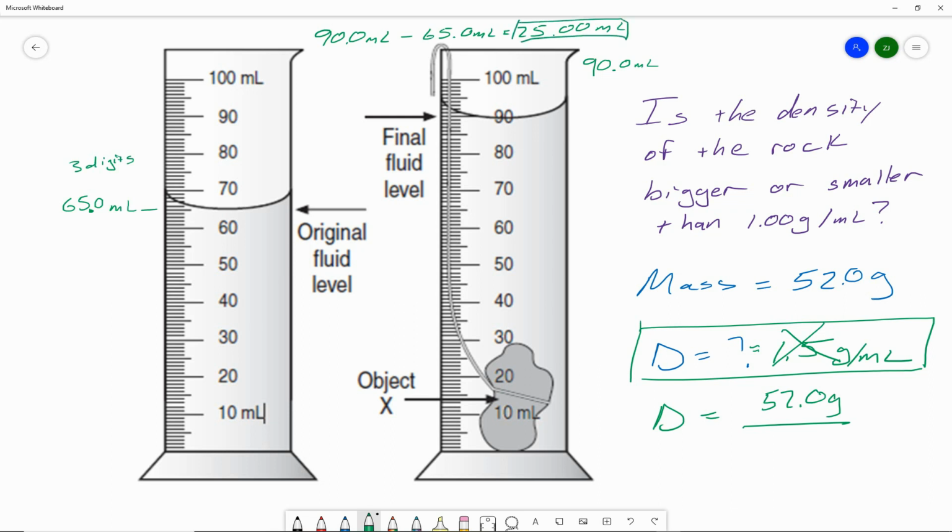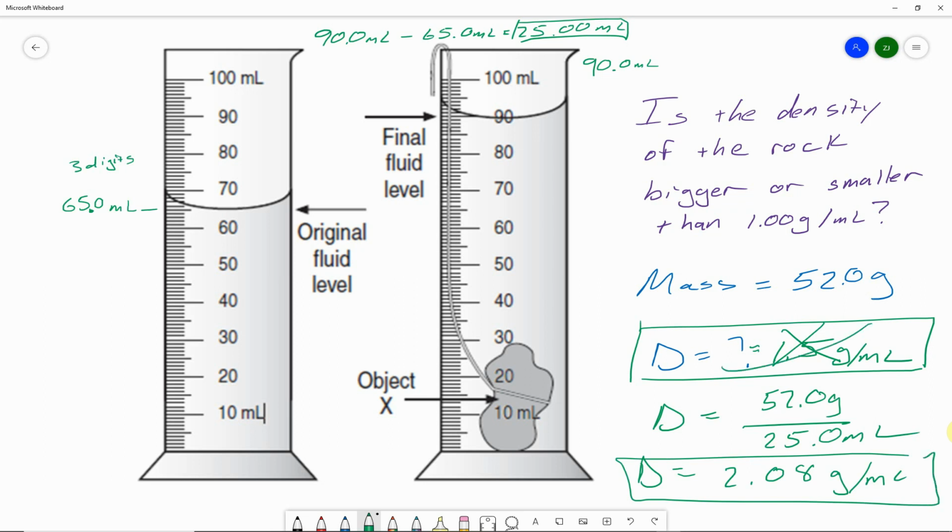All right, so if we come down here and we say 25 milliliters, yep, I'm feeling like my answer is off a little bit. And then I do 52 divided by 25, I get 2.08. So it's even more dense than I originally said. 2.08 grams per milliliter. There we go. That's the actual answer. That one was wrong. And that's how you do that by volume displacement.